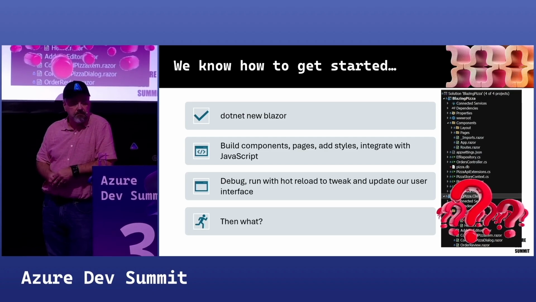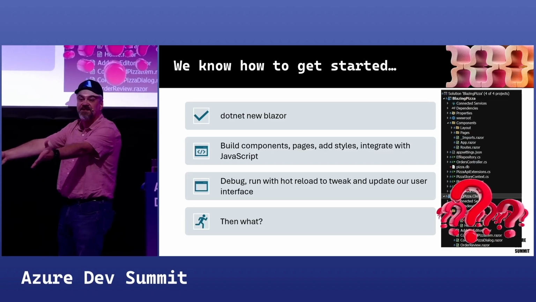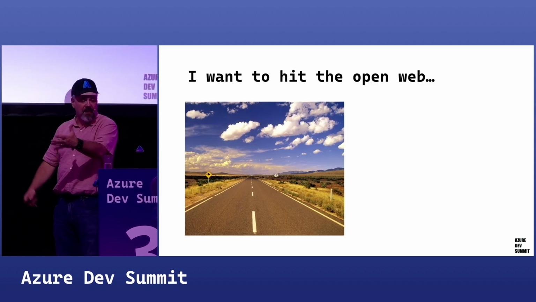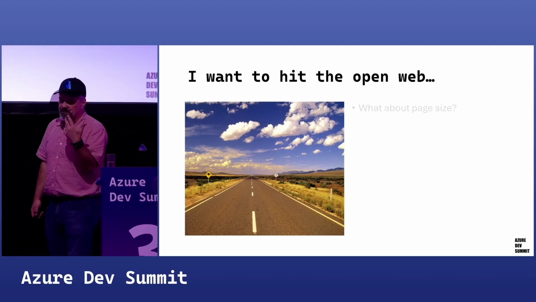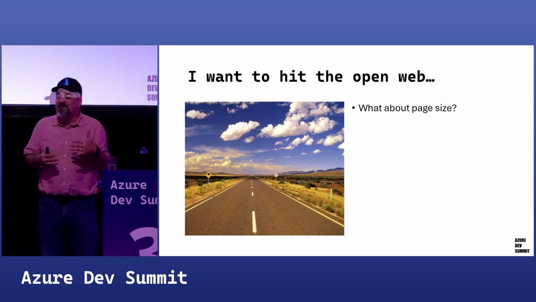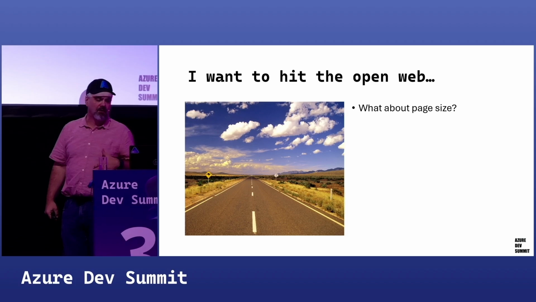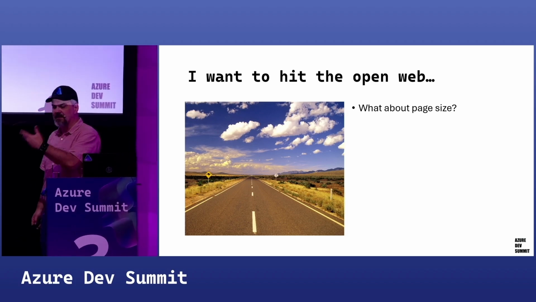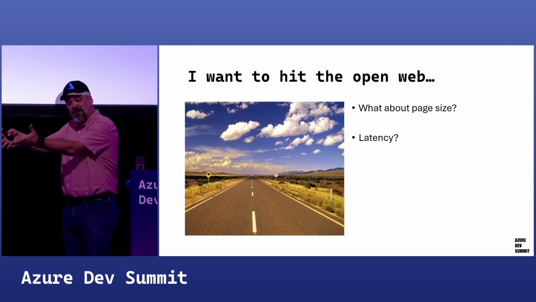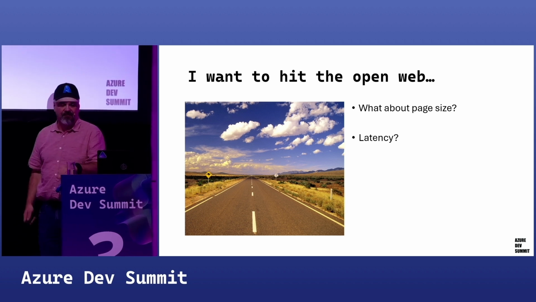Then what? This is kind of where ASP.NET and Blazor leave you at the cliff, and it's like, oh, what's next? You're going to build all those things, and you now want to publish to the open web. So you start having questions like, what about page size? I used to not want to do ASP.NET Web Forms because this view state thing happened, and it made my pages really, really big to download. How does that work with Blazor and some of the options that are available? And what about latency? Does Blazor take a long time to render on the server and deliver? How do we handle that request latency and delivery of our content?